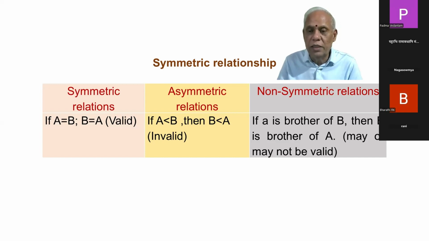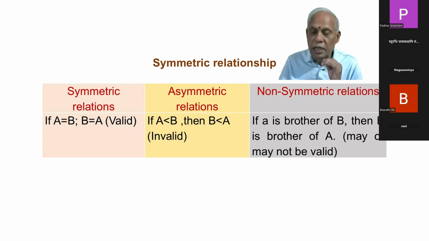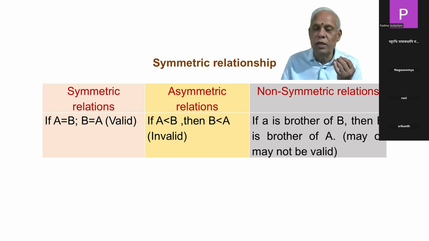Then non-symmetric relation. What is a non-symmetric relation? I say A is brother of B, capital A. If A is brother of B, then B is brother of A? This is what is called a non-symmetric relation. The relation between A and B is such that A is brother of B, then is it necessary that B is brother of A? No. May or may not be valid. It can be valid or cannot be valid. Why? Can be sister also. Exactly. Can be sister also. Therefore, it can be valid or may not be valid. So, non-symmetric relations are either valid or invalid. We cannot say that all symmetric relations are valid. All asymmetric relations are invalid. All non-symmetric relations, we are not sure whether they are valid or invalid.